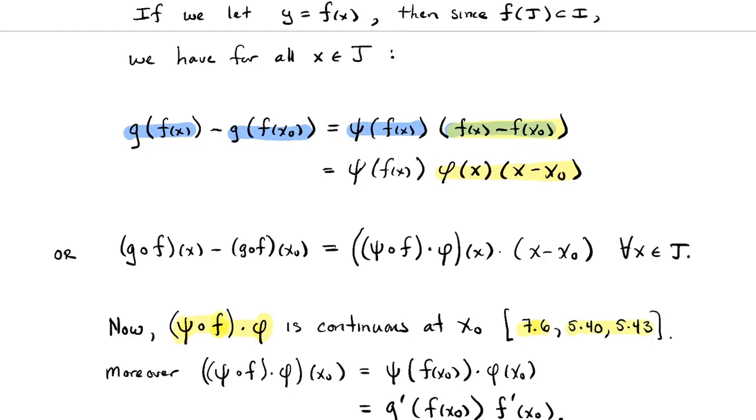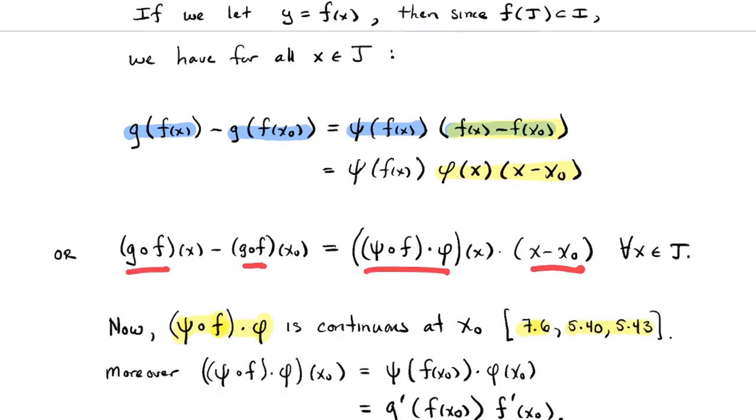One of them is about products. I would guess it's the earlier one, 540. One of them is about compositions. 543 is my guess. So that thing highlighted in yellow down here, I'm underlining it. It's made out of continuous functions at x naught. It's continuous at x naught by our theory. Okay, so you see where I'm going? I've got the difference of this composition is a continuous function times the change in the inputs.